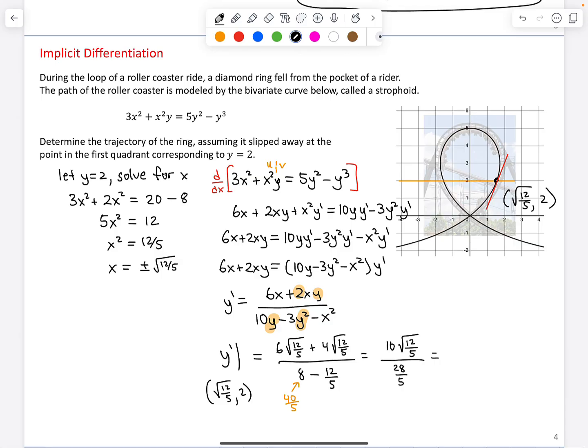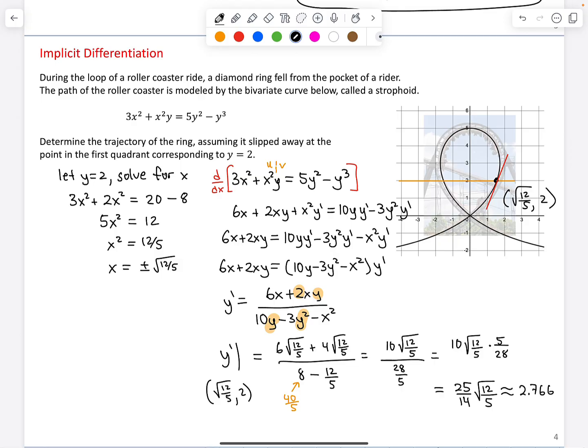Now we'll invert and multiply. I'll simplify just a little bit further. 10 and 28 have common factors. That's 5 over 14. And then times that 5, so we'll have 25 over 14 times the square root of 12/5. This is a good point where I'm just going to round it. And we get a slope of about 2.766.